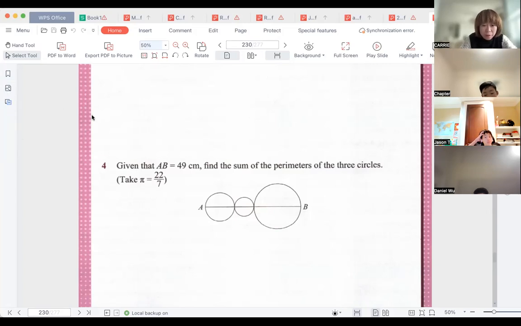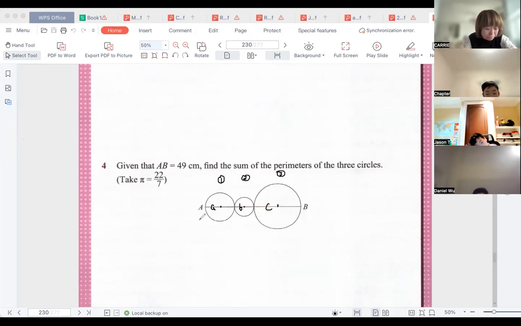Can you tell me how to find the circumference of the first one, the second one, and the third one? All I need to do is name the radius of the first one A, the radius of the second one B, and the radius of the third one C. Can we do that? Okay, so I want you to tell me what is the circumference of circle 1.